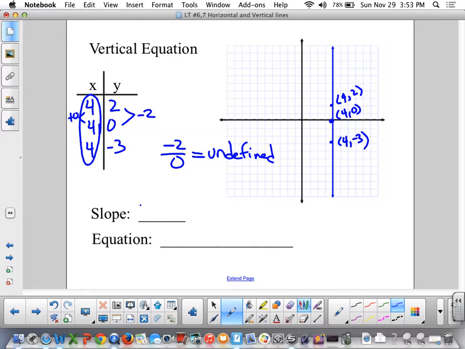I get an undefined slope. Undefined because 0 is in the denominator. And when you have a fraction where 0 is in the denominator, it is undefined. Our equation is x equals 4. Not y equals 4, x equals 4.